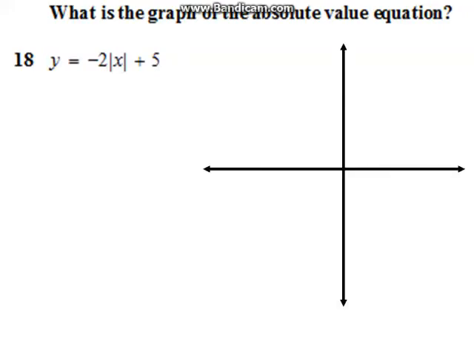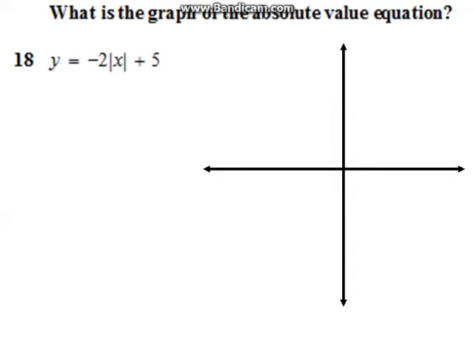Hi, this is Mrs. Downey, and we're continuing our Algebra 2 Semester 1 study guide. I'm starting with number 18. It says, what is the graph of the absolute value equation? Well, we're starting with y equals -2 times the absolute value of x plus 5.